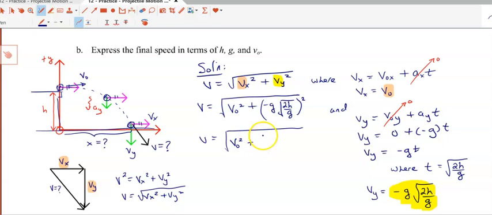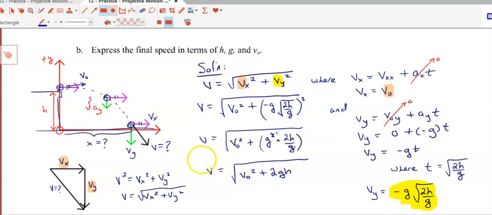We have, well, the negative squared just goes away. There's no more negative. It's just g squared. Then multiplied by, when you square the square root, you're going to get rid of it. So it's going to be 2h over g. So this then gives you, if you simplify this, v naught squared plus, well, one of these g's cancels out, plus 2gh. And voila, that's the expression for the horizontal, or the resultant velocity when it hits the ground, v.